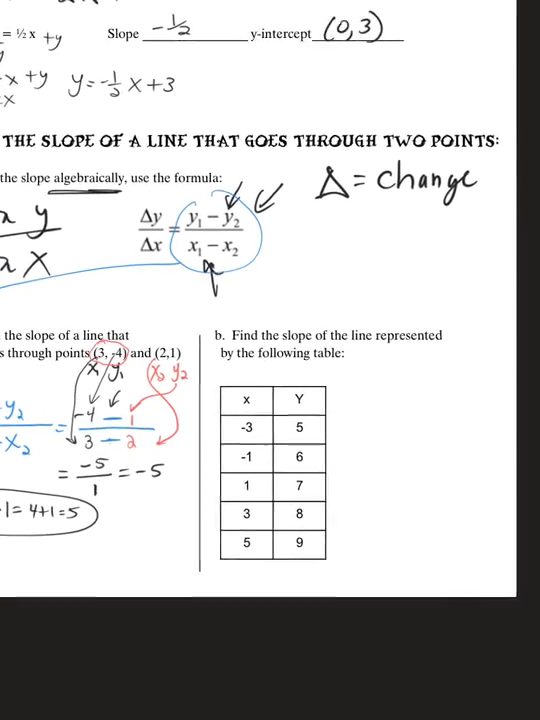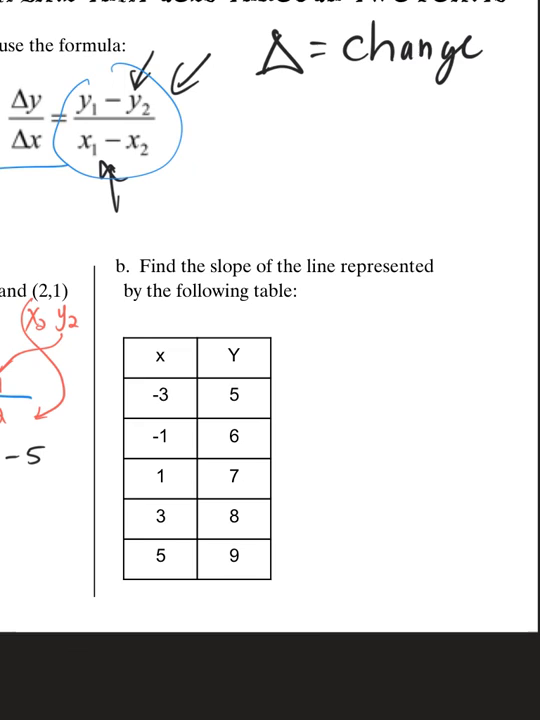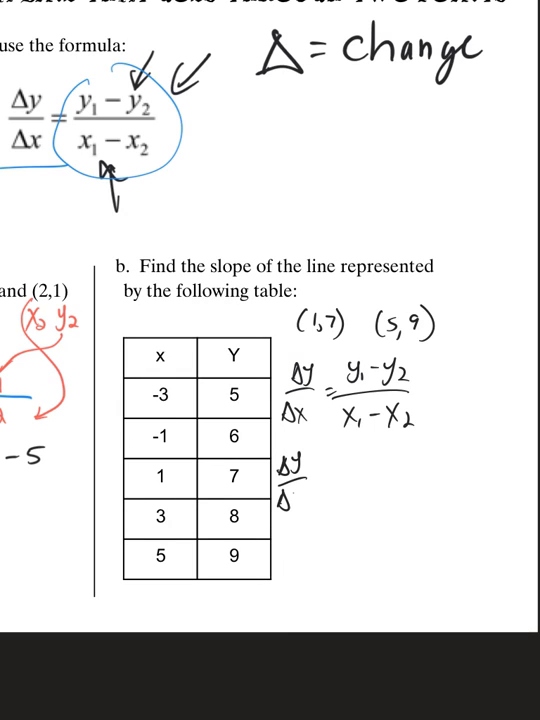Let's look at B. Find the slope of the line represented by the following table. You only need 2 ordered pairs. This is giving you 5, so you get choices here. I'm just going to pick 2 of them. I'll pick 1, 7 and 5, 9. And I'm going to use my delta y over delta x. Does not matter, again, which one you make your number 1 and which one you make your number 2. What does matter is that you are being consistent with what you're choosing to put and where.